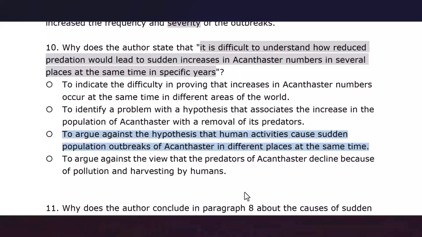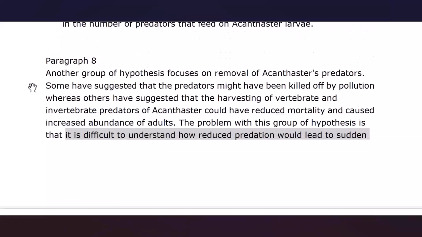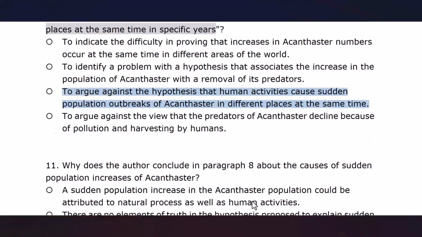So this option is rejected because the author in the first sentences of paragraph 8 just mentions a group of predator removal hypotheses without pointing to this phenomenon that outbreaks of acanthasters have happened in different locations at the same time. So it's clear that this option is rejected.